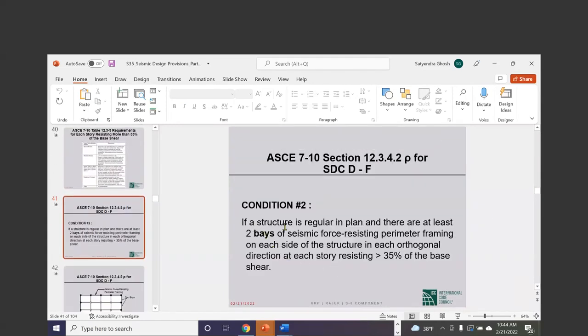You see the first line: if a structure is regular in plan, and there are at least two bays, etc. So if you have extreme torsional irregularity, you cannot use this approach. You have to go by removal of elements. It's very straight cut. Yes. Just a second.